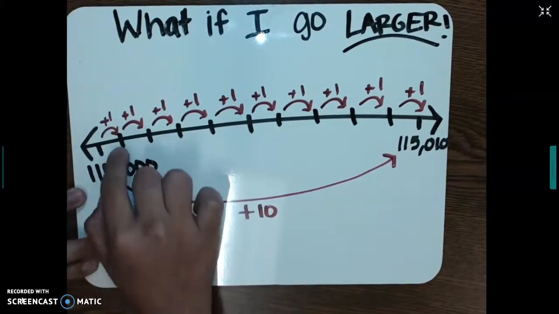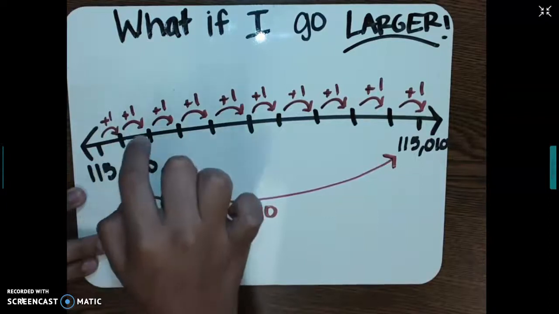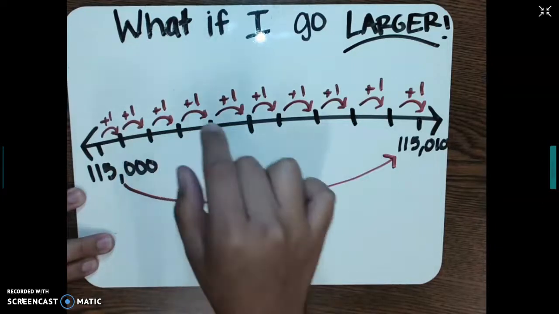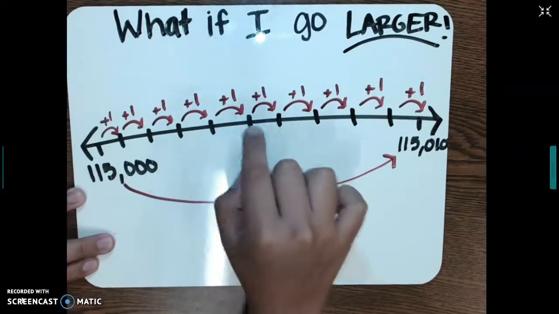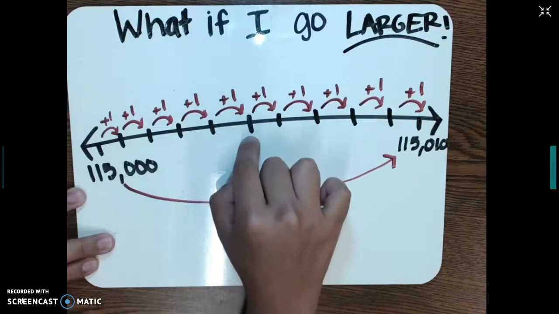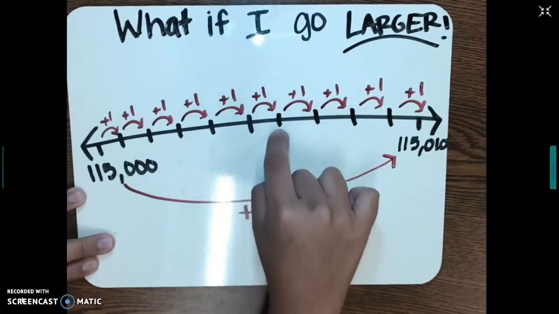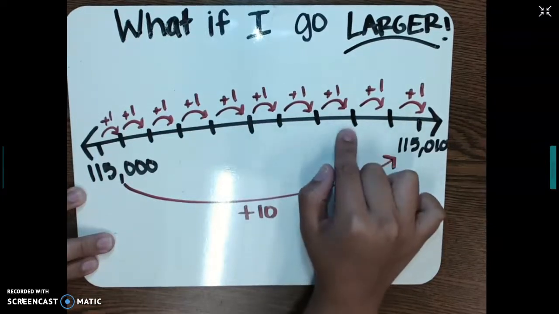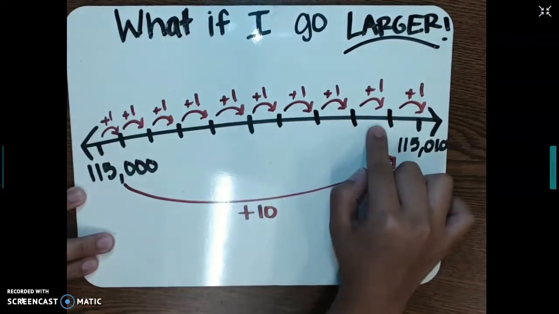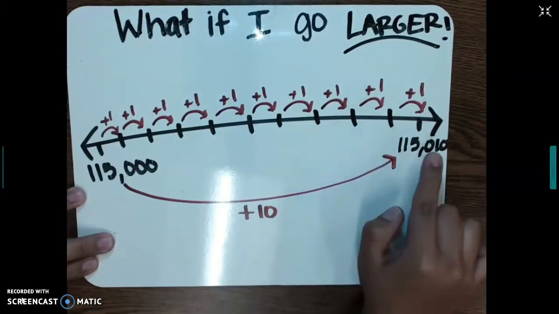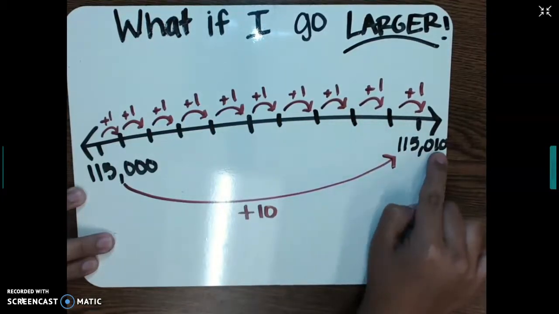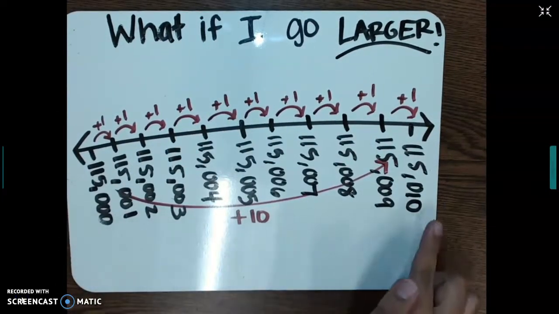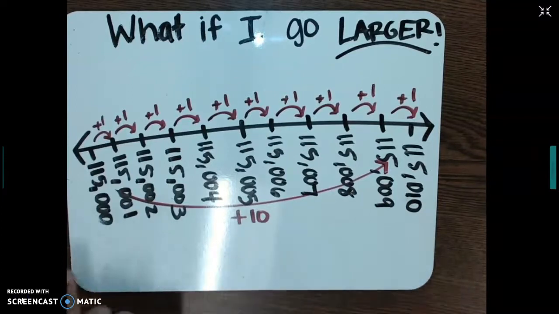115,000, 115,001, 115,002, 115,003, 115,004, 115,005, 115,006, 115,007, 115,008, 115,009, 115,010. So just like the last example, I went ahead and wrote out all of the standard form for numbers for each notch.